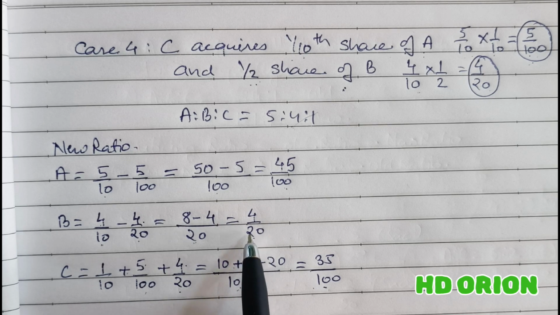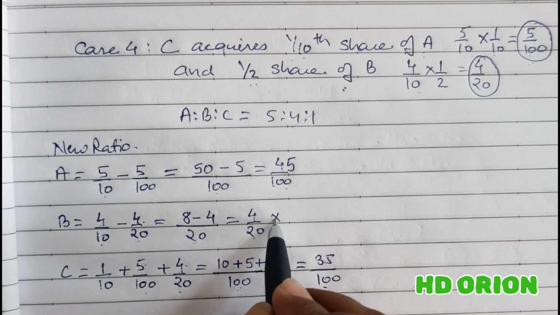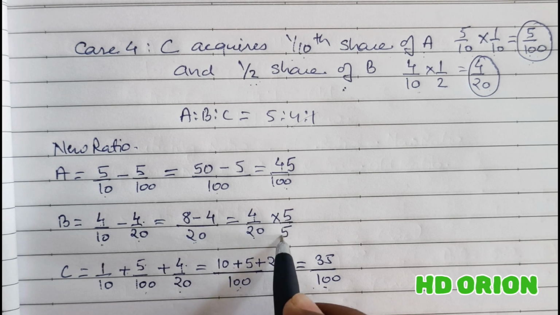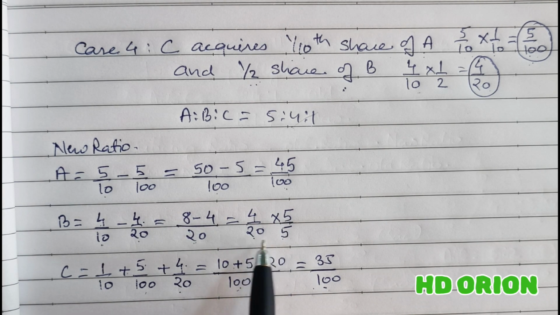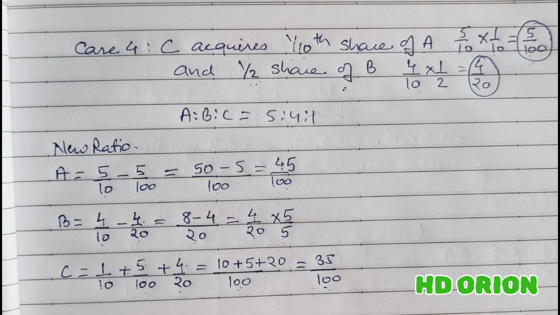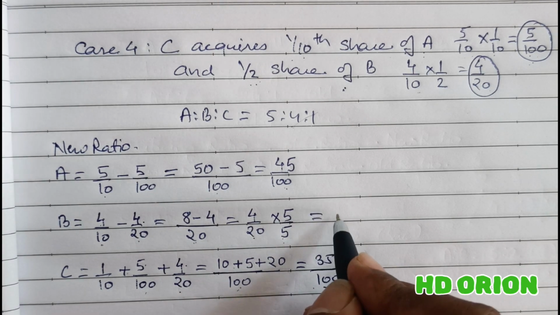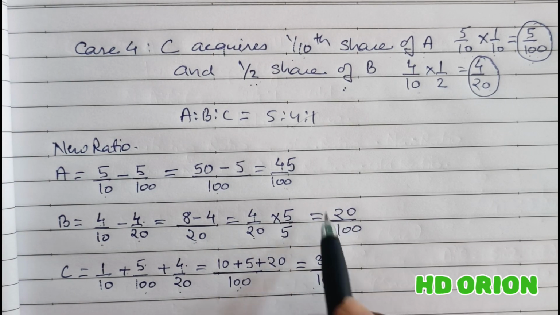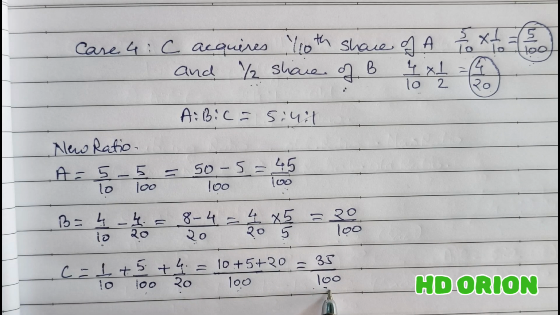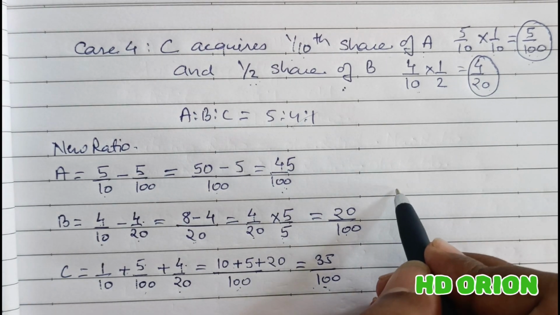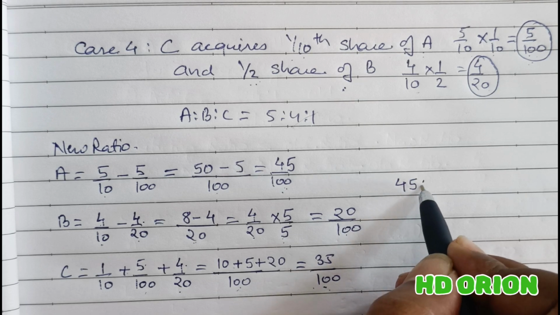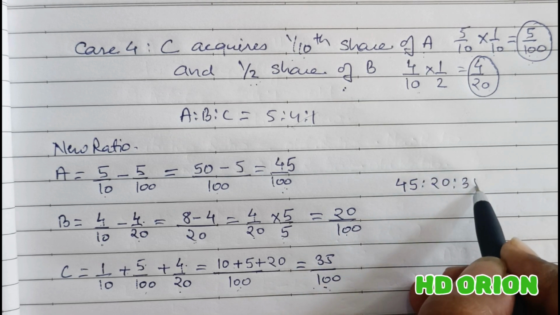So we have to convert this 20 into 100 by multiplying and dividing with the same number, and the number is 5. When you multiply it by 5, it becomes 100. If you multiply and divide any number with the same number, the value will not change. So here it becomes how much? 20 by 100. Now in the denominator it is 100, 100, 100. Now the numerators can be taken as the ratio. 45 is to 20 is to 35.